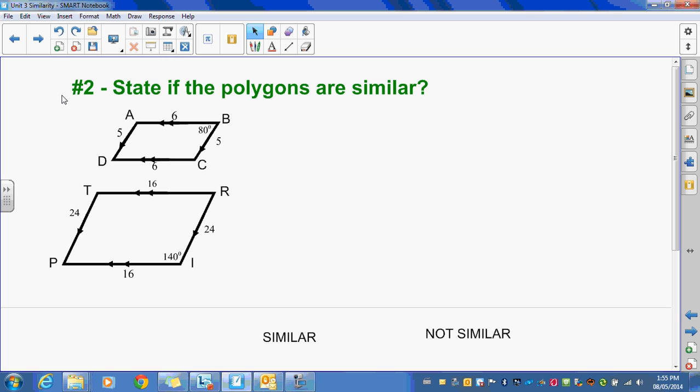Having trouble getting started? Well, here's a hint. These two figures are called quadrilaterals, same as the last figures you had. Now, I'll give you a few minutes again.